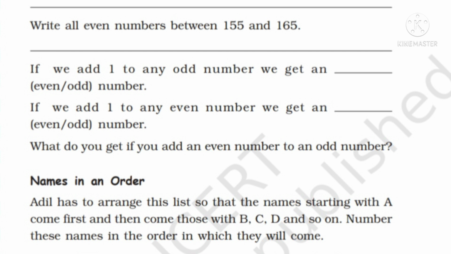So, when we add 1 to any odd number, we get an even number. If we add 1 to any even number, we get a dash number. 2 is an even number. 2 plus 1 is? 3. 3 is an odd number. 4 is an even number. 4 plus 1 is? 5. 5 is an odd number. So, if we add 1 to any even number, we get an odd number. What do you get if you add an even number to an odd number? If you add an even number to an odd number, for example, 2 plus 3 equals 5, which is an odd number.